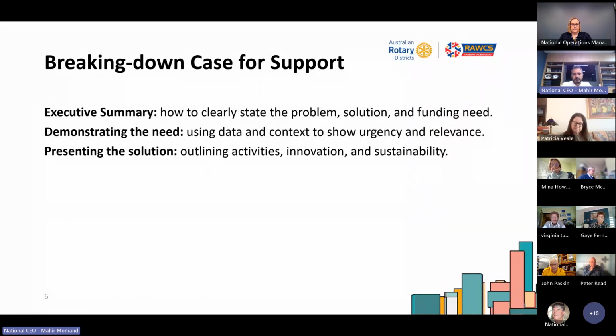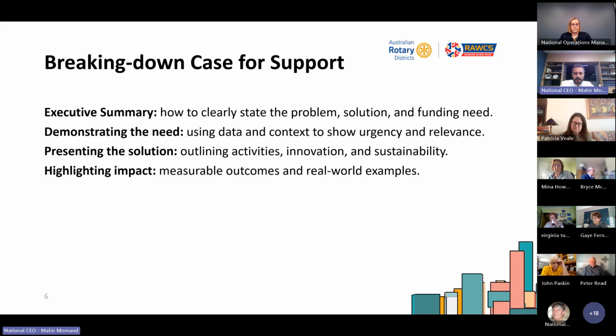Then, of course, you need to speak particularly about the solution. It's very important to be clear and concise about the solution, because oftentimes the problems that we are trying to solve with our projects are quite big. They're much bigger than the solution that we can provide. So it's very important to highlight the innovation that we are bringing into the solution and how that is going to be made sustainable. Of course, highlighting impact is very important with real case examples, and being clear as to how much money you need.